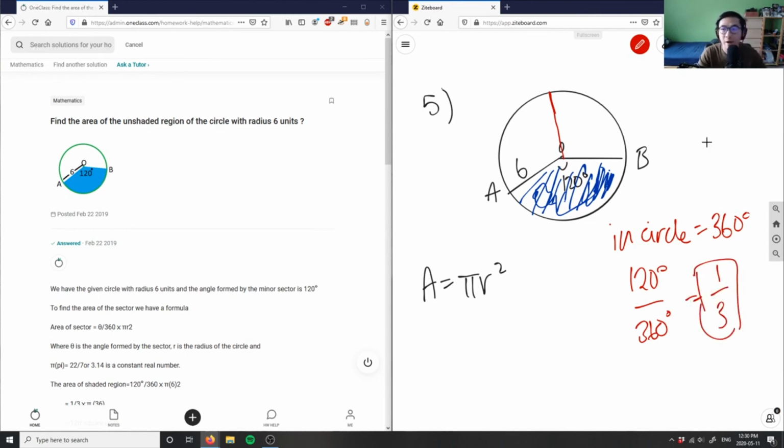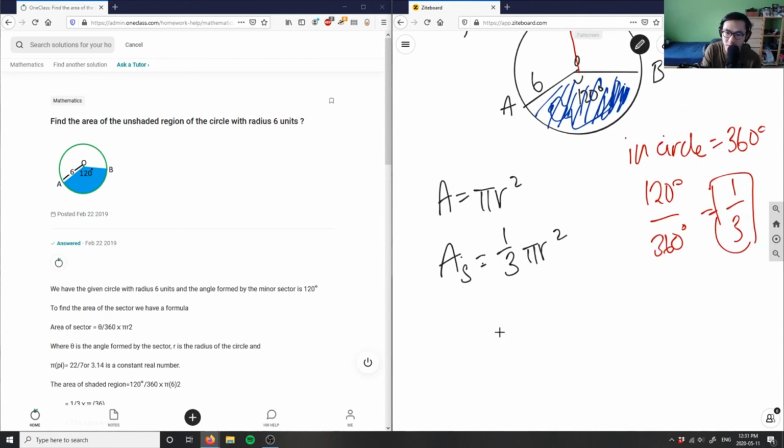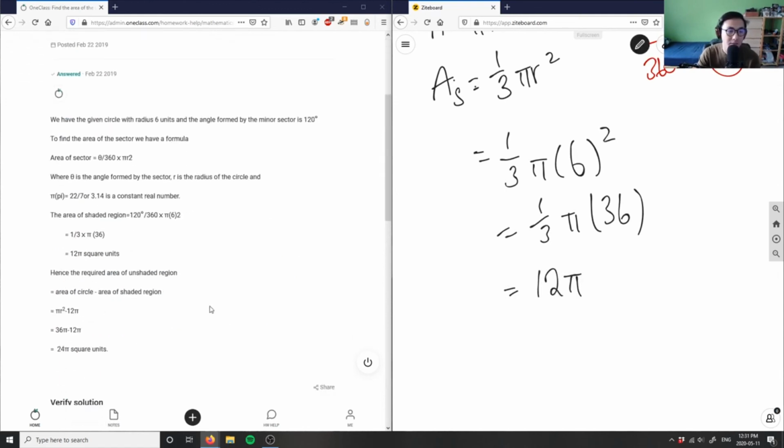And this here is our magic ratio for us to change our formula, right? So therefore, I can say that the area of the shaded region, S, would equal 1/3 pi r squared, right? Because it's 1/3 of the circle here. And now we can simply solve this problem, right? My radius here is 6, so this equals 1/3 times pi times 6 squared. 6 squared is 36. And then 1/3 times 36 is simply 12, right? So the area of the shaded region here is simply 12 pi.